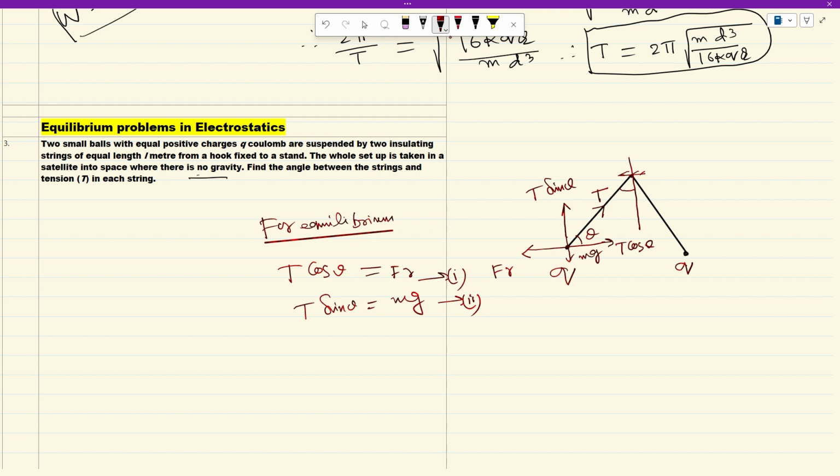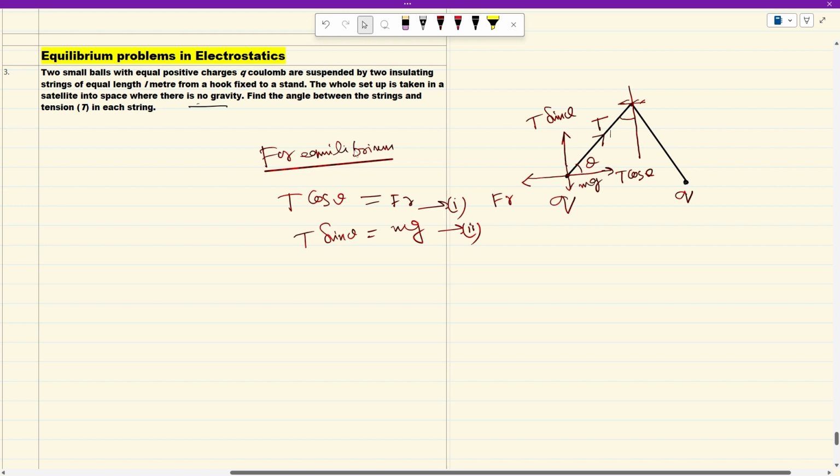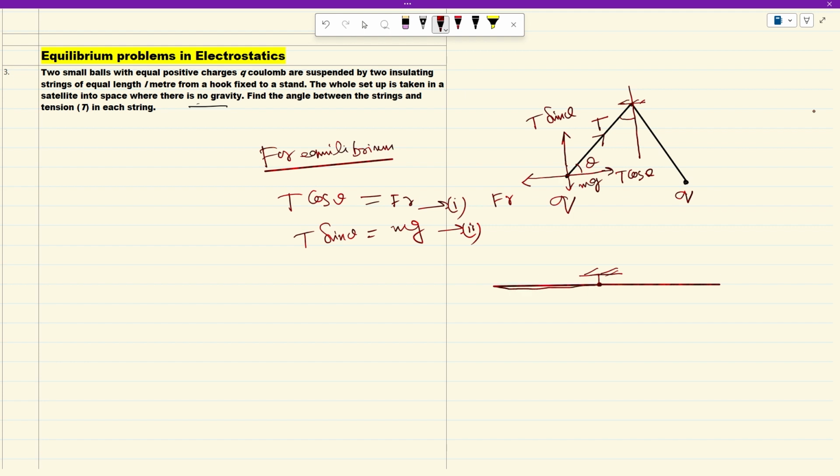But here the problem is different. This whole apparatus is taken in a satellite. No gravity is there. Then what will happen? These two masses, due to their force of repulsion, will be separated. From here, they are going to be separated like this. They become horizontal. So the angle between the two strings is going to be equal to 180 degrees.